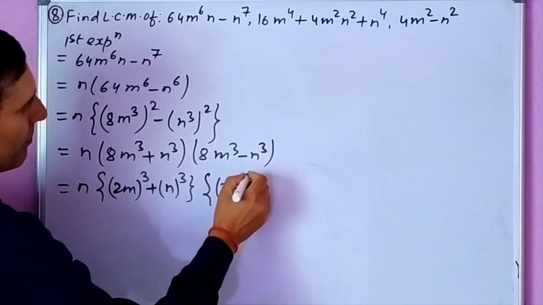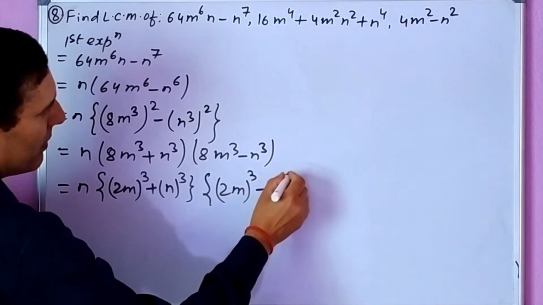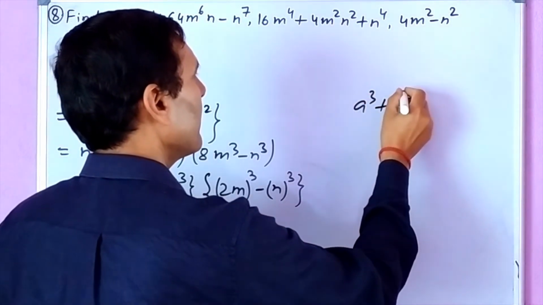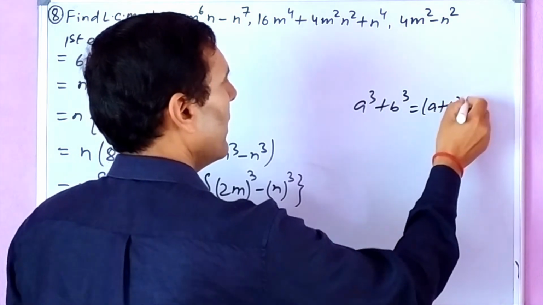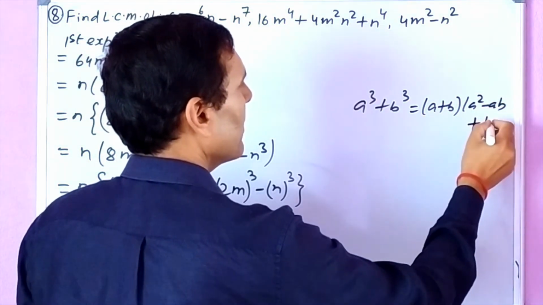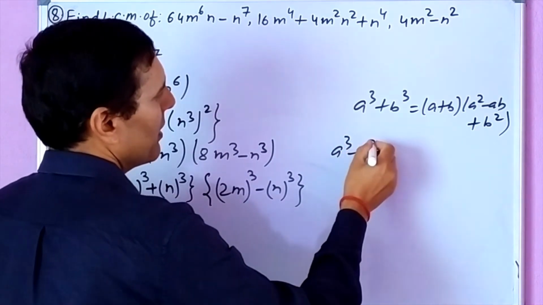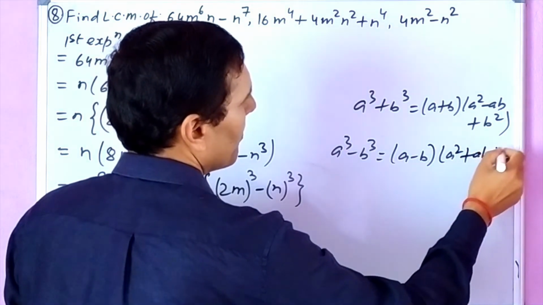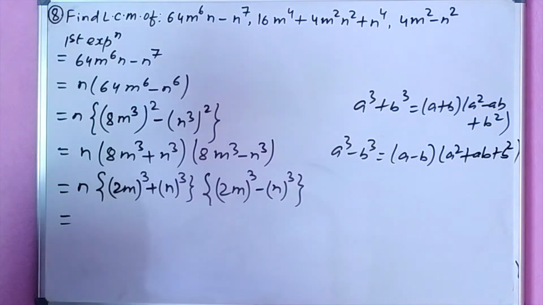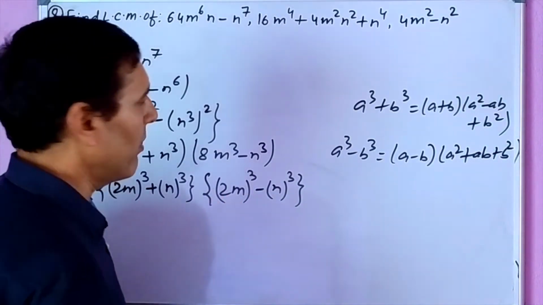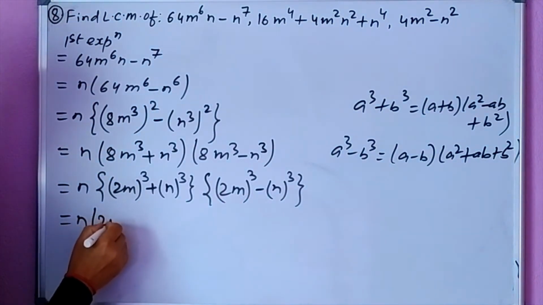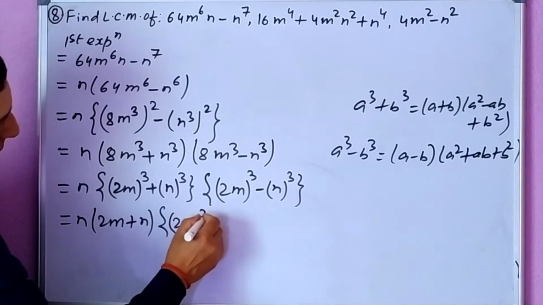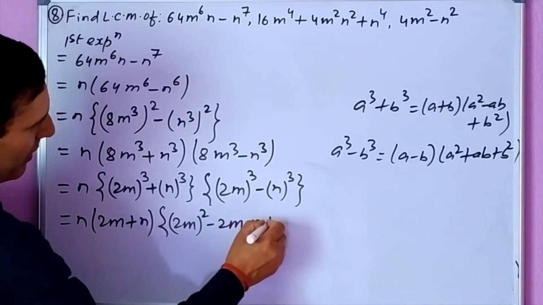Cube of 2m and n cube as it is. Now the formula a cube plus b cube is a plus b times a square minus ab plus b square. Similarly, a cube minus b cube is a minus b times a square plus ab plus b square. We use both formulas. Here we have a cube plus b cube, here we have a cube minus b cube. So a plus b, a square minus ab plus b square.